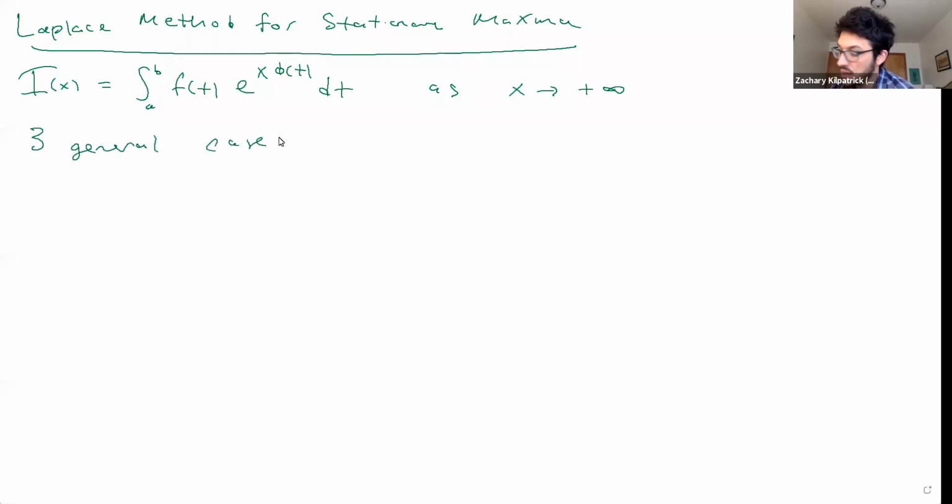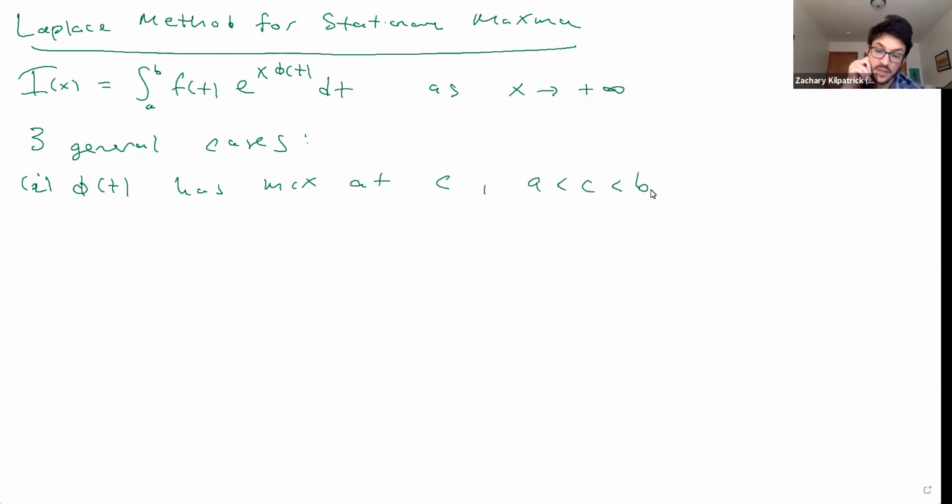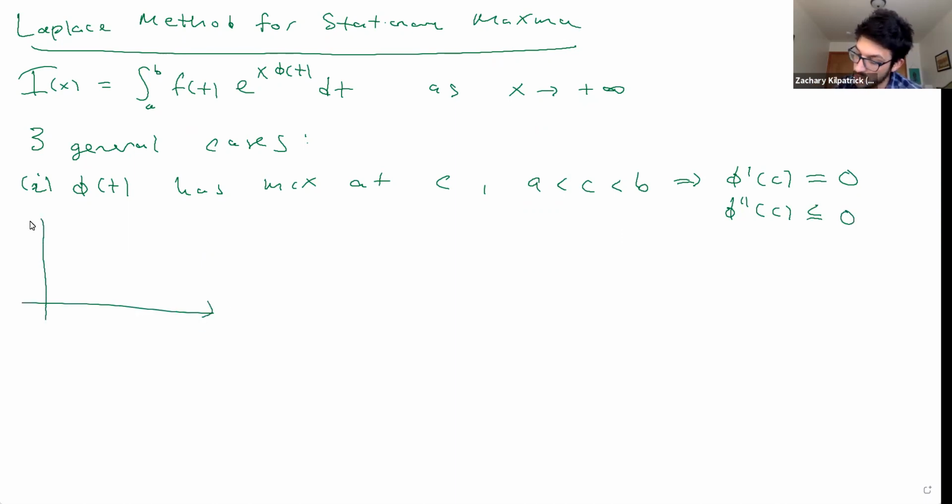And we're going to consider three general cases, okay? So one of those is that phi of t has a max at some value c, where c is between the limits of integration. And so in particular, this means that we can say that phi prime of c is equal to 0, and phi prime prime of c is less than or equal to 0, just the conditions for that to be a maximum. So if we look at this, if we have our limits of integration here and some c value, there's our max there.